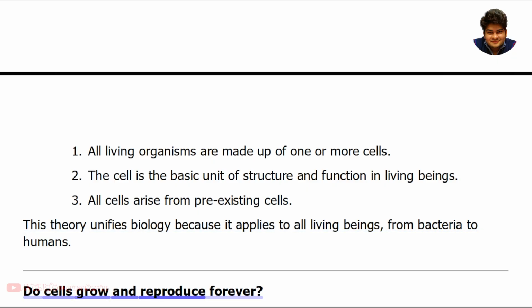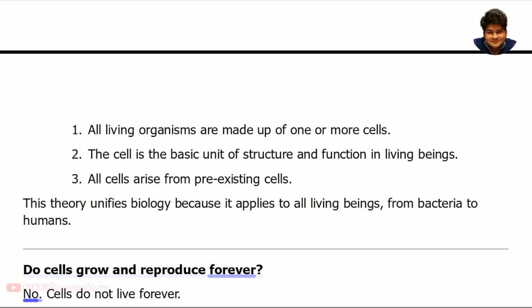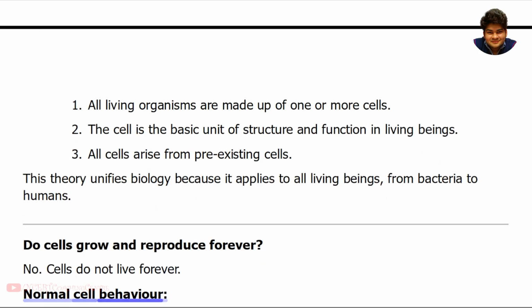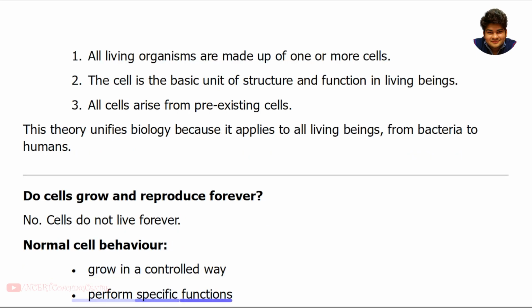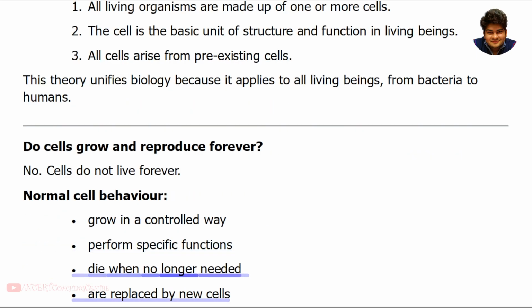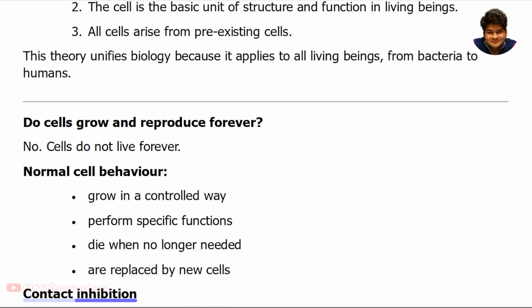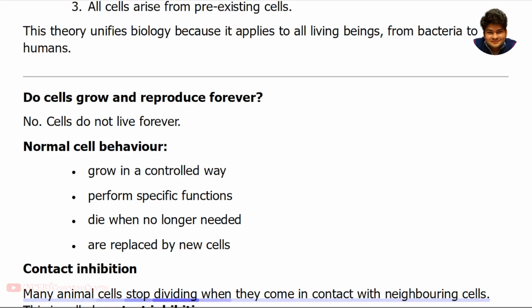Do cells grow and reproduce forever? No. Cells do not live forever. Normal cell behavior: grow in a controlled way, perform specific functions, die when no longer needed and are replaced by new cells. Contact inhibition: many animal cells stop dividing when they come in contact with neighboring cells.